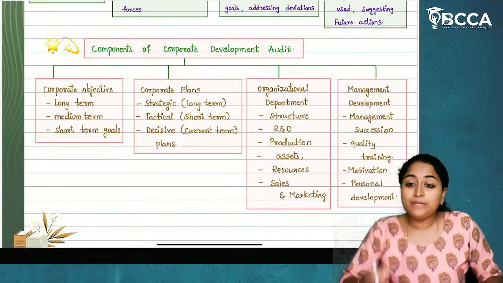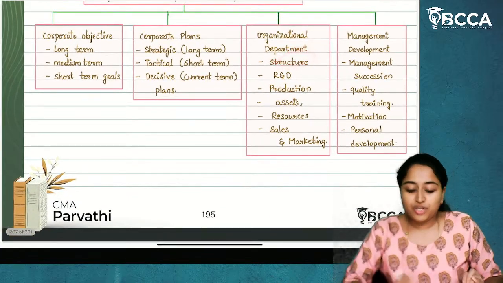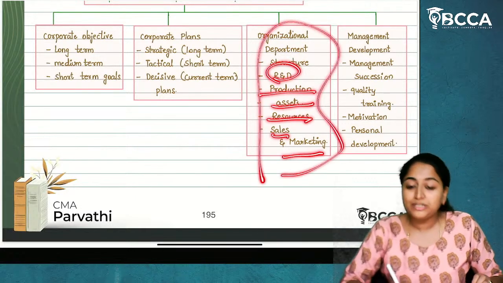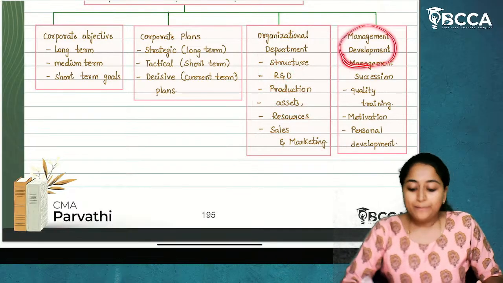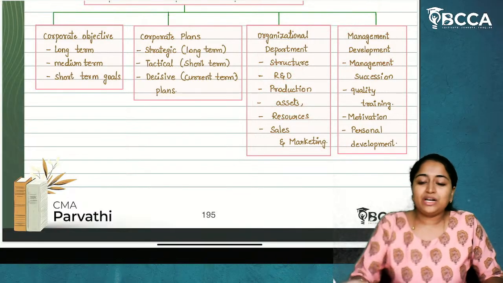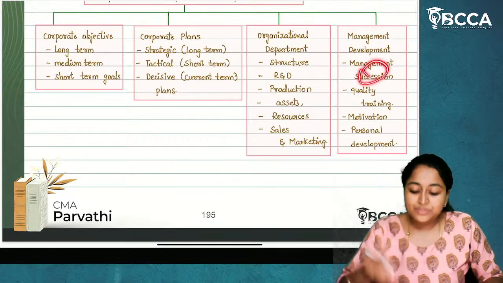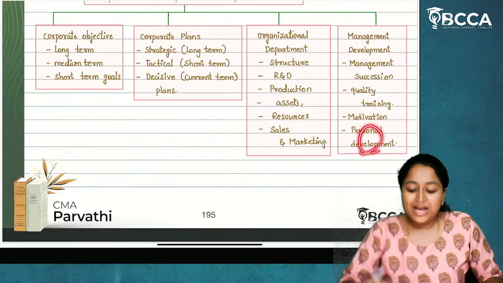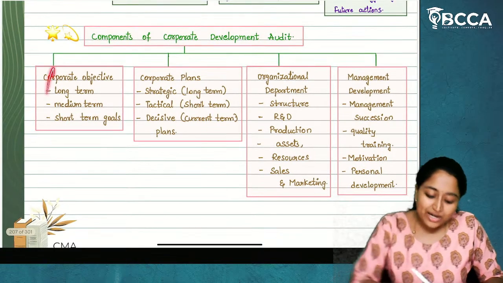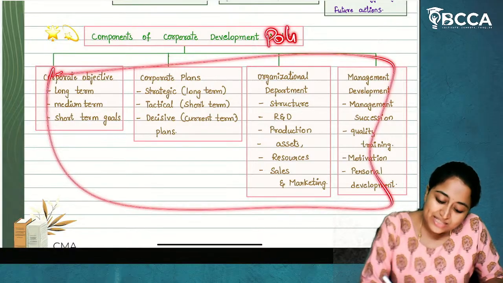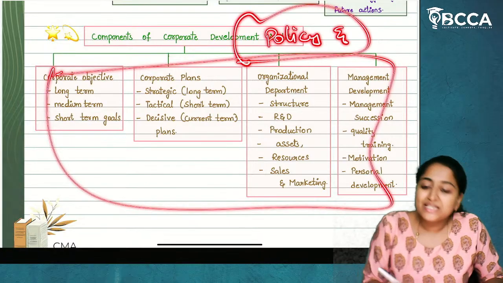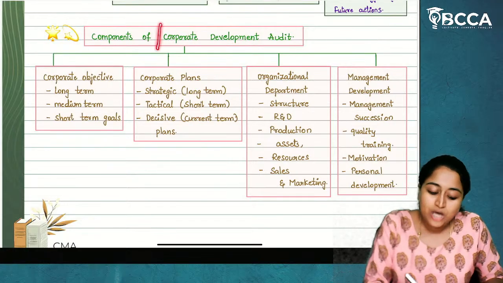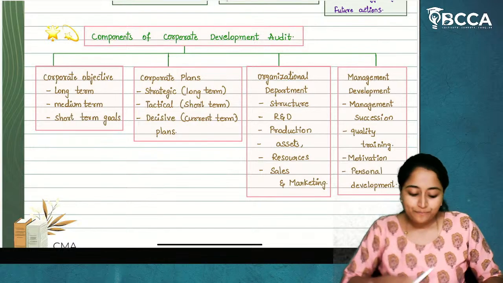Or it can be based on department of organization, based on structure, based on R&D, production, assets, resource, sales and marketing. Based on departmental also development can be there. Or based on management, who will work after this particular management person, management succession, quality training within the management, motivation within the management and personal development. So regarding all these, we will prepare policies and plans. Now how these policies and plans are there to improve the organization, for that evaluation is called as corporate development audit. I hope it's clear.